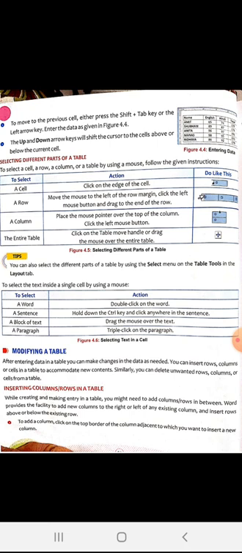A row. Move the mouse to the left of the row margin. Click the left mouse button and drag to the end of the row. You are able to select the row. This is rows 1, 2, 3. And columns, up and down. Place the mouse pointer over the top of the column. Click the left mouse button. And the entire table, click on the table move handle or drag the mouse over the entire table. So in this way, you can select different parts of the table.